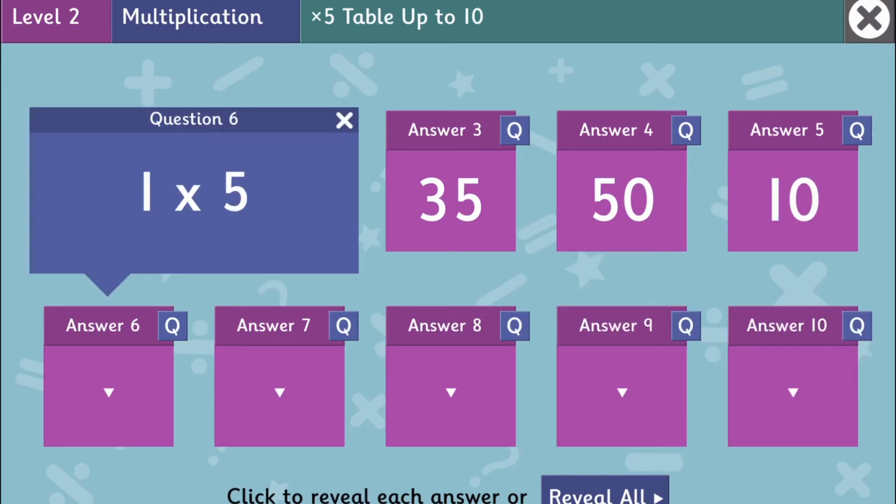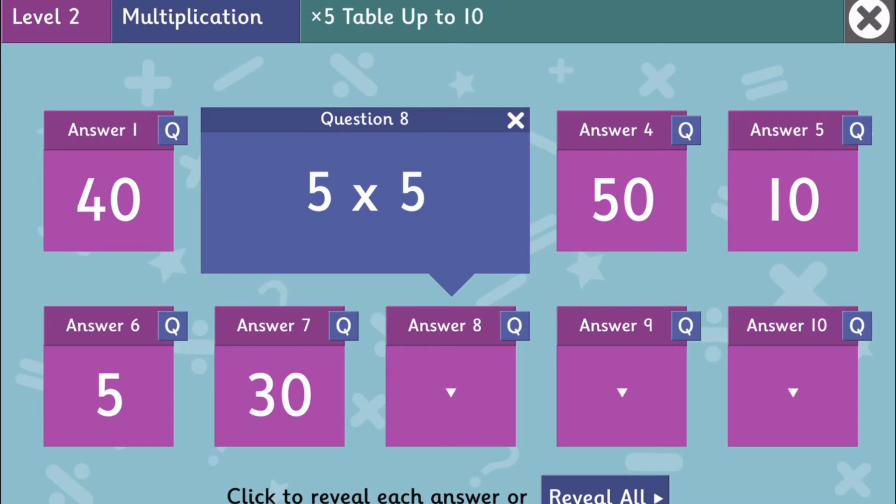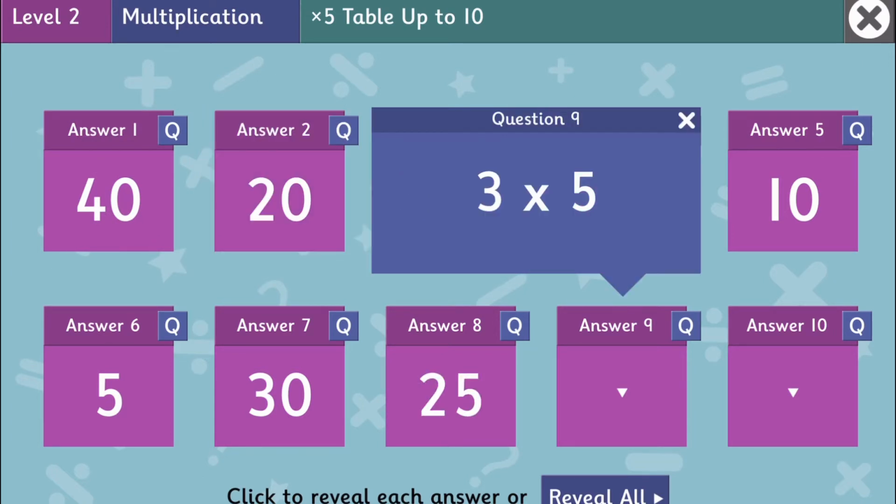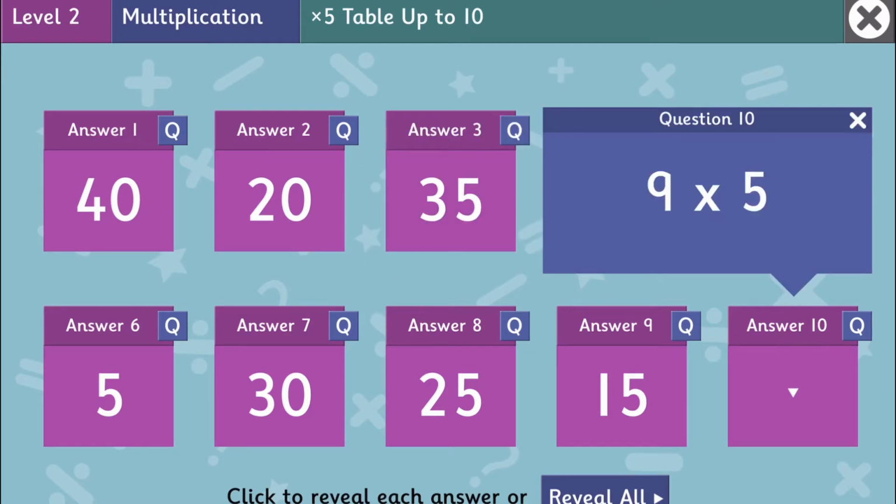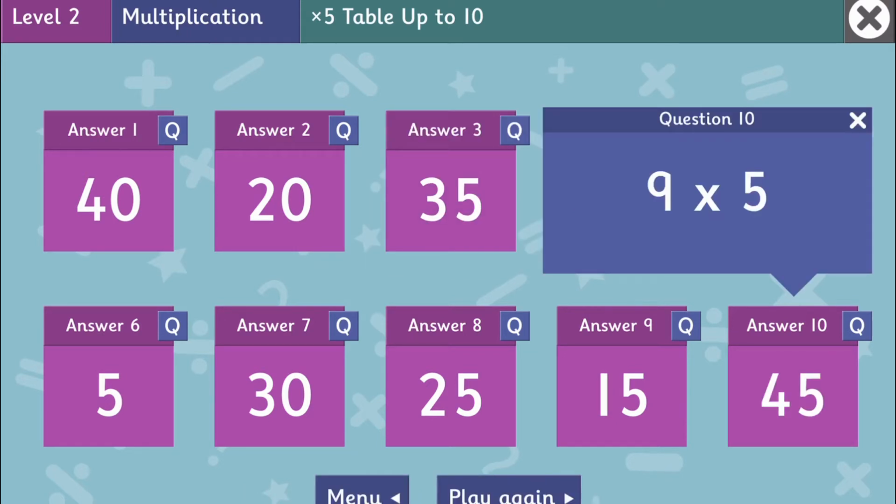Question 6, 1 times 5 is 5. Question 7, 6 times 5 is 30. Question 8, 5 fives are 25. Question 9, 3 fives are 15. And question 10, 9 fives are 45. Add up your scores. What did you get out of 10? Well done, whatever score you got.